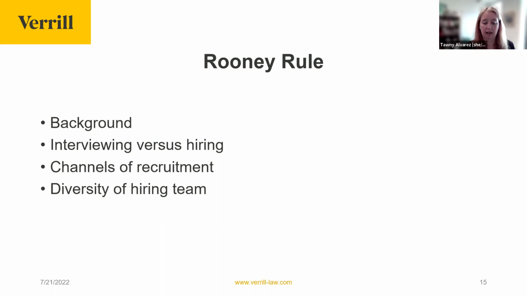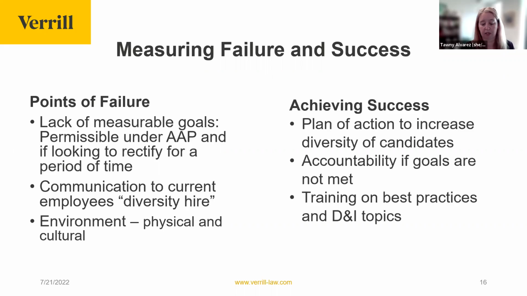So let's go to our last slide, in the last 3 minutes of the presentation: measuring failure and success. Points of failure include lack of measurable goals. So if you have an affirmative action plan, whether or not it's mandatory or voluntary, having a measurable goal for a certain period of time is going to be important. Communicating to current employees who is a diversity hire, that's another point of failure that we see a lot of, or who is participating in this diversity initiative. Identifying someone as a diversity hire is not helpful.